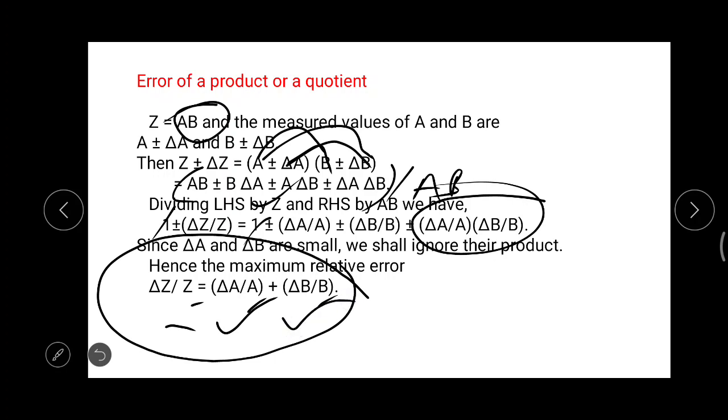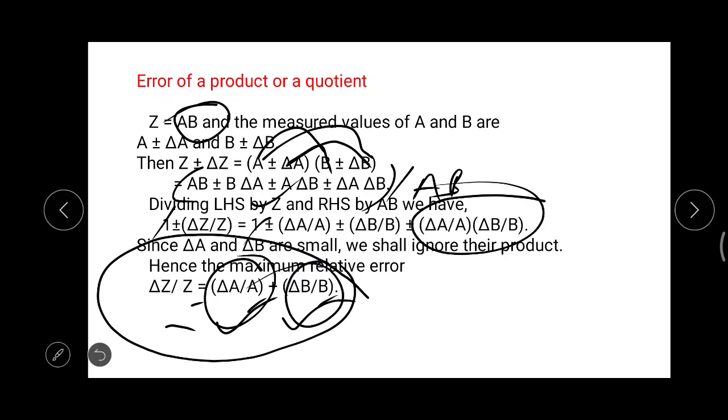individual quantities for which you are going to find the product or quotient, isn't it? So here you are going to find the product of a and b with errors delta a and delta b respectively. Hence delta z by z, that is the relative error, is equal to the sum of the relative errors of the individual quantities, that is delta a by a, the relative error of the quantity a, and delta b by b, the relative error of the quantity b.